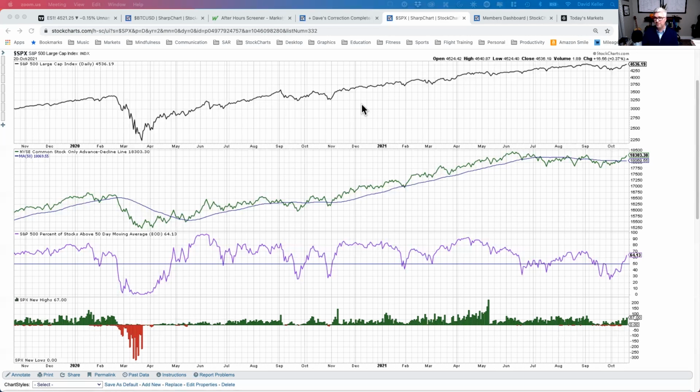It remaining above 50% and increasing, ideally, would be more and more of a positive sign for stocks. Finally, we get to the third panel, the bottom panel, which is the number of stocks making new highs and new lows.